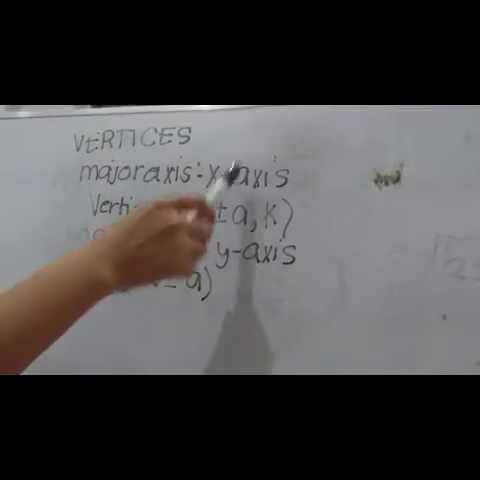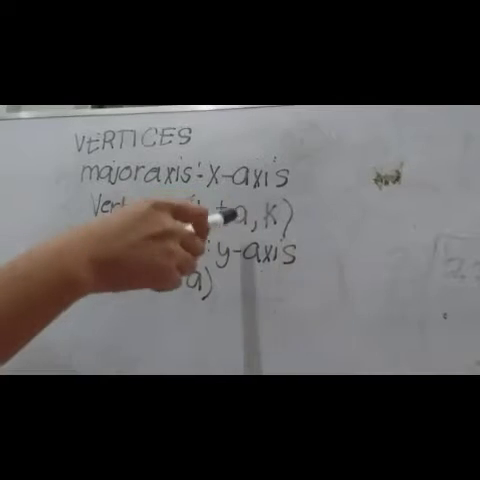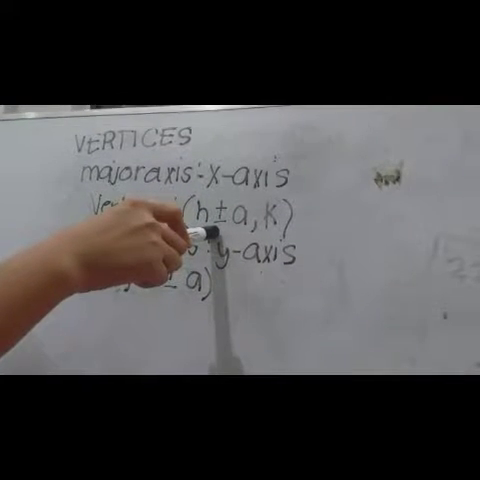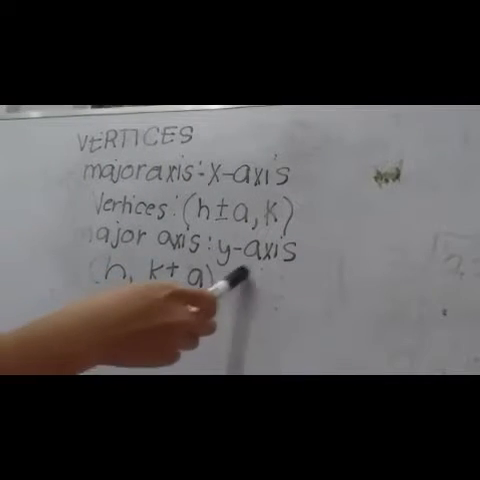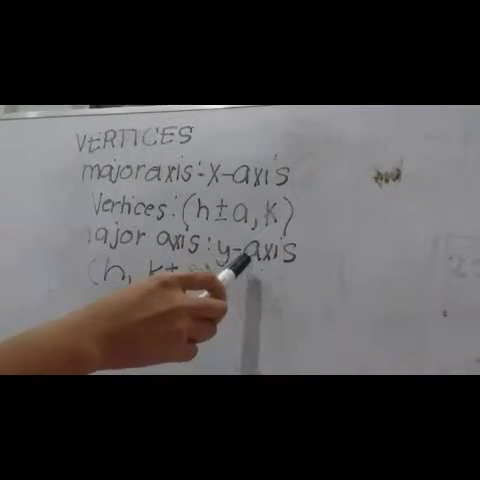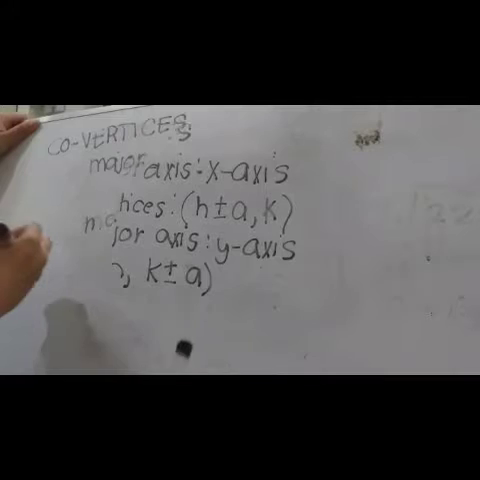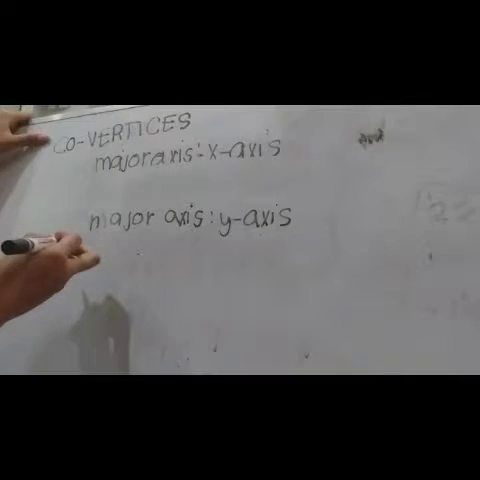If the major axis is the x-axis, we just put the A on the horizontal axis, so the H plus or minus A, K. And whenever it is the y-axis, it goes with the K. The next thing we need to find is the co-vertices.